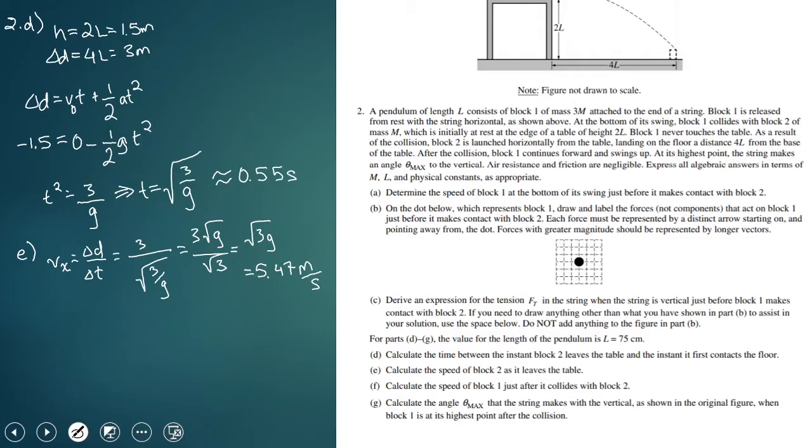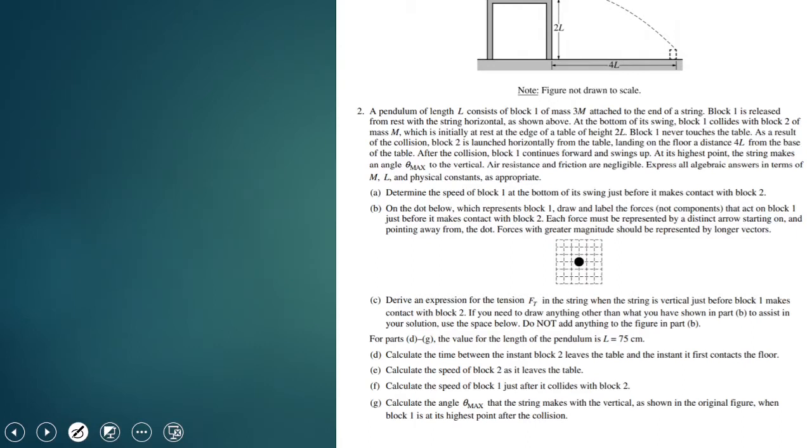And so solving, I get 5.47. This was using g equals 10. If you use g equals 9.8, you would get something like 5.45, I believe. Both of them should be acceptable. And I think if you leave it as a square root of 3g, you should still get the credit. All right. 2F.